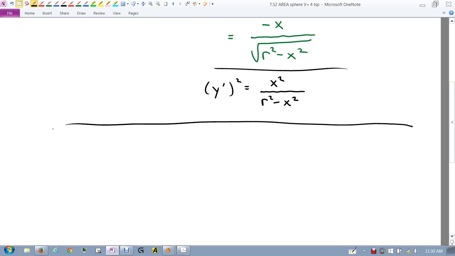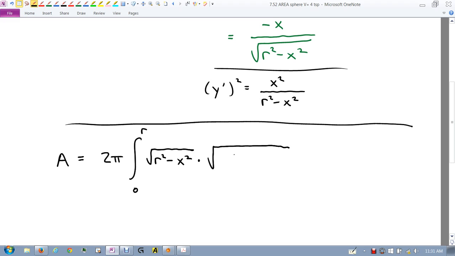Okay, here we go. Surface area should be, according to the formula, 2 pi integral, what's my limit of integration here? 0 to r of, now be careful, what's first? Y. Y was the function itself, right? Square root of r squared minus x squared times what? Square root of 1 plus x squared over r squared minus x squared. Hold on, now this is starting to look bad.